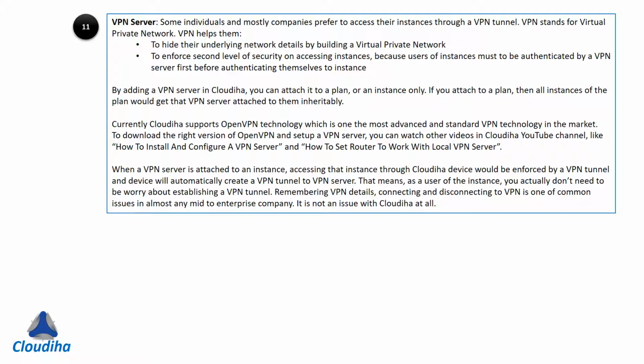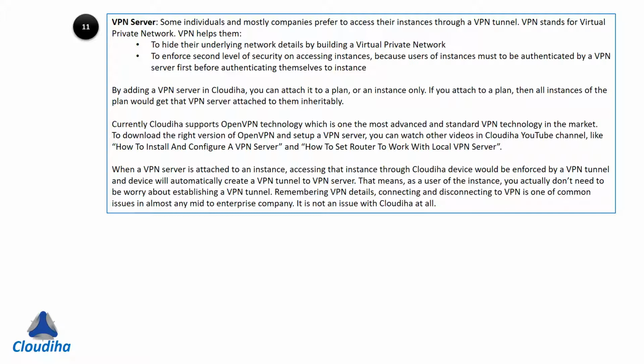By adding a VPN server in Cloudiha, you can attach it to a plan, or an instance only. If you attach it to a plan, then all instances of the plan would get that VPN server attached to them inheritably. Currently Cloudiha supports OpenVPN technology, which is one of the most advanced and standard VPN technologies in the market.